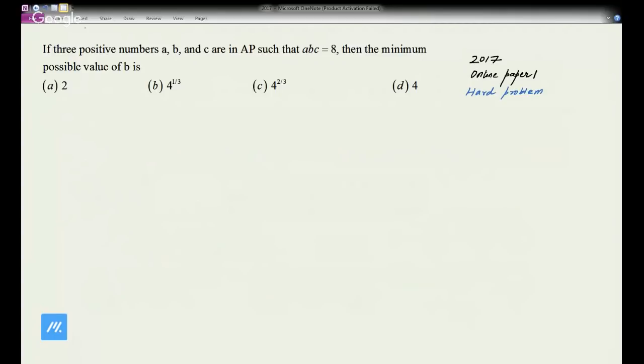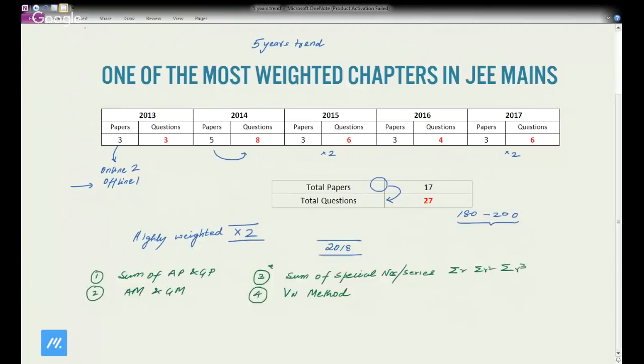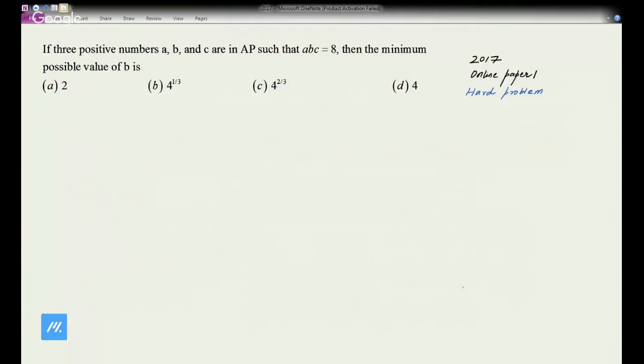Three positive numbers A, B, C are in AP such that the product ABC is equal to 8. Find the minimum possible value of B. So what I will do is add a fifth rule here. The fifth rule is they do ask you AM, GM inequality and equality also. This is the fifth thing that you should study from this particular topic. Rest apart, you can leave everything if you are short of time.